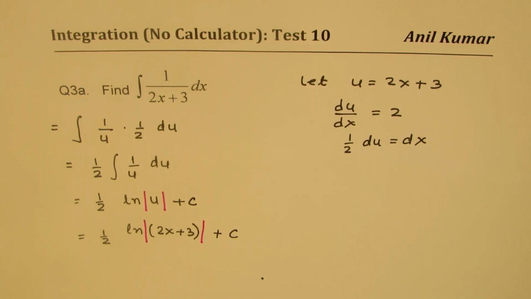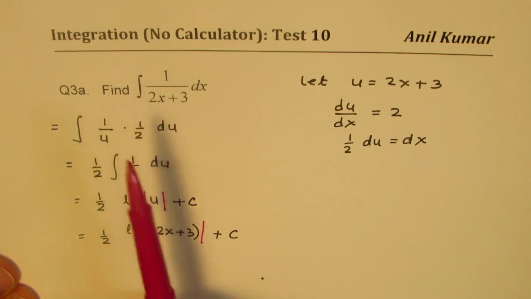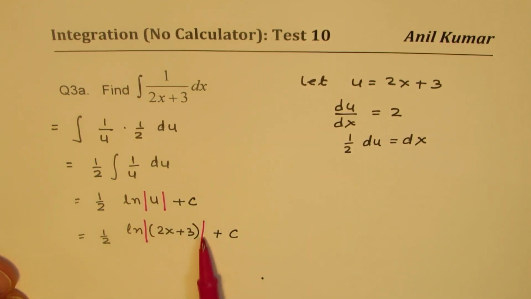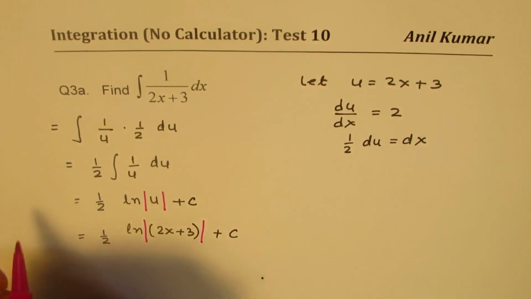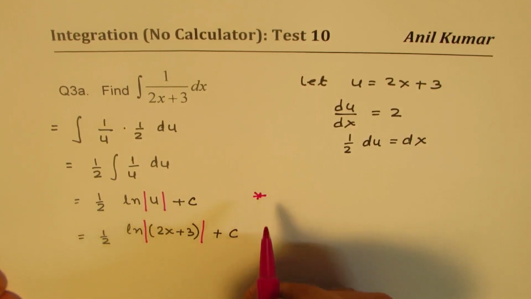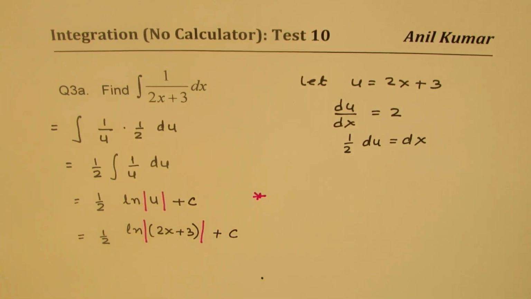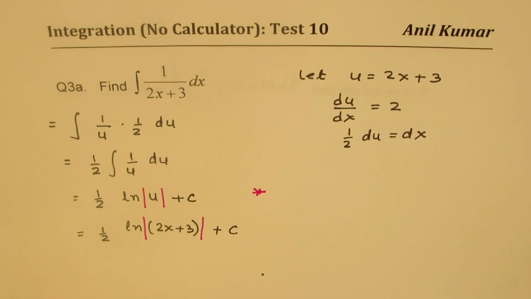Since 2x plus 3 could actually take any value. Well, 2x plus 3 will not be 0, right? But it could be negative or positive, right? It is never equal to 0. So that is what you should be writing as your answer, right? I hope that makes sense. Kind of important to understand. So let me put a star here, since I've seen many students missing on absolute value. So the integral of 1 over u is basically ln absolute value of u, correct? So half of ln absolute value of 2x plus 3 plus c.